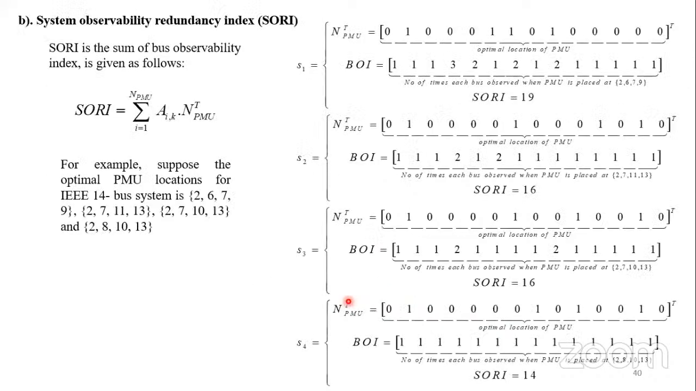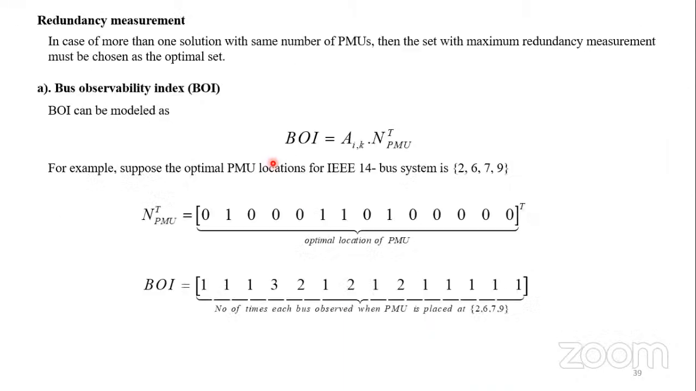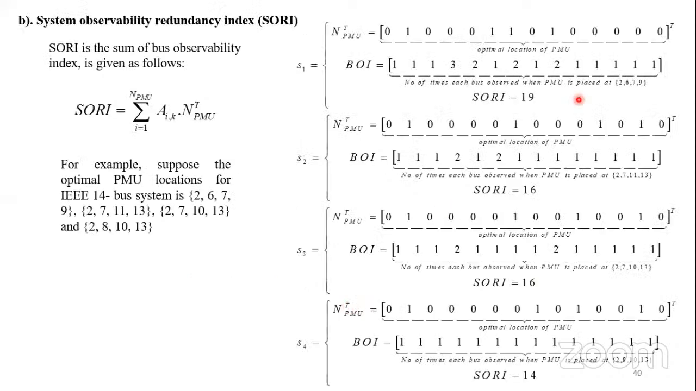BOI. So now SORI. What is the meaning of SORI here? We are summing it up. When we sum this up, we will find the value 19, right? SORI equal to 19 means we have summed 1 plus 1 plus 1 and so on; if you solve it, you will find 19. So why is this method required? This is the important part. Why are we doing this, and what is the meaning of 19, 16, 16, and 14?